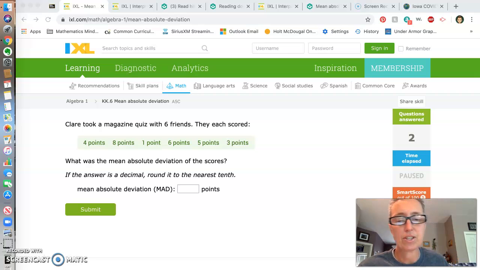1.833, and notice that it says round to the nearest tenth. That's probably where more kids miss anything, is in the rounding rather than in getting the problem wrong itself. So if you round that to the nearest tenth, you're going to get 1.8.